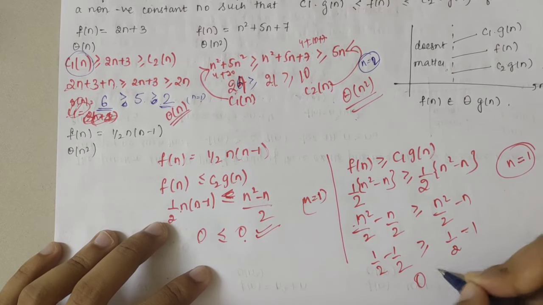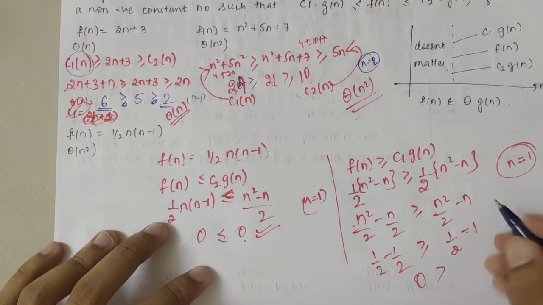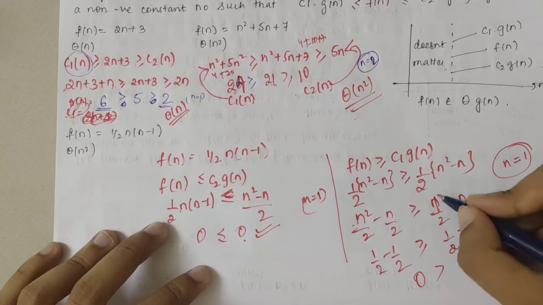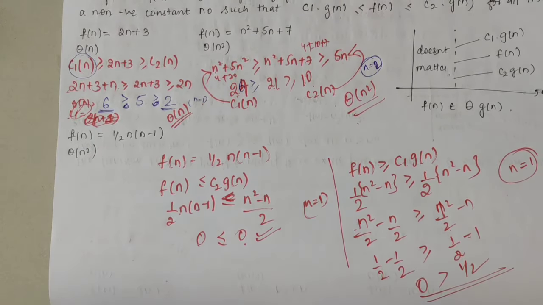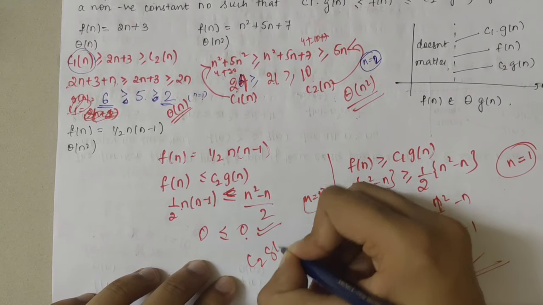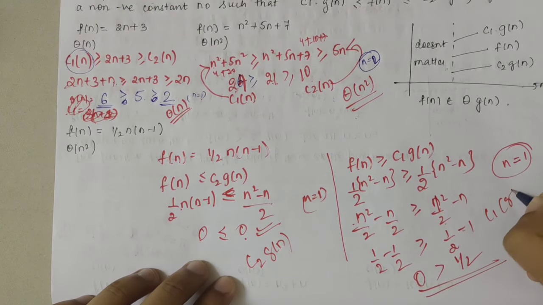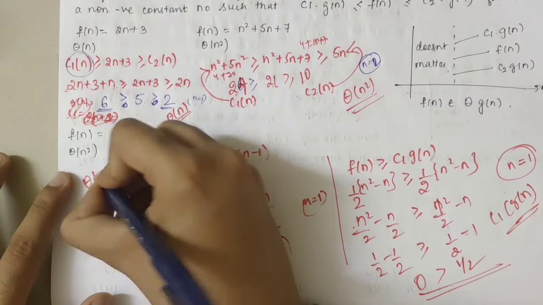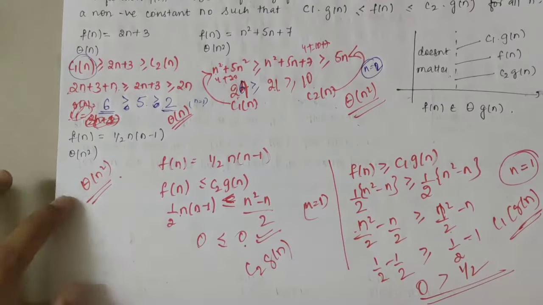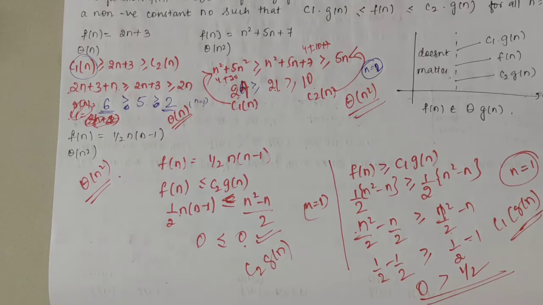So half minus half is 0. 0 is greater than, here if I take n value as 1, 1 by 2 minus 1 is 1 by 2. So 0 is greater than 1 by 2. So again, C2 of g of n is satisfied and C1 of g of n is satisfied. When these two conditions are satisfied, you can say that it belongs to theta of n square. So this was about theta notation.